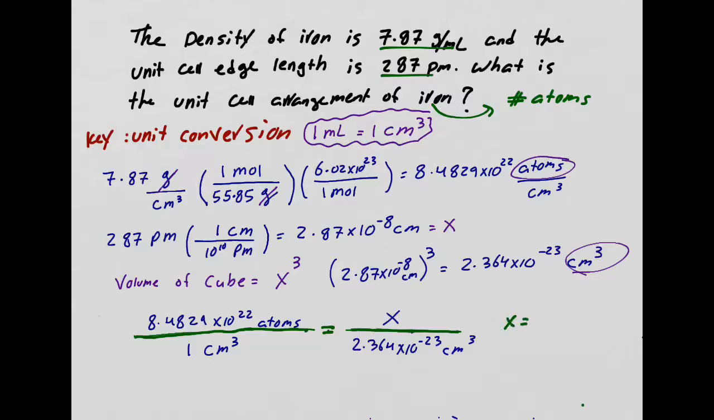So if I get the x, I'm going to get 2 atoms for x. So what does that mean? If I get 2 atoms, I have body centered. I have BCC. I have body centered.